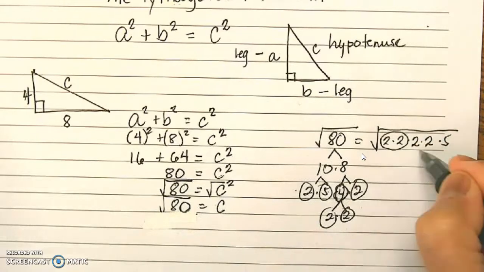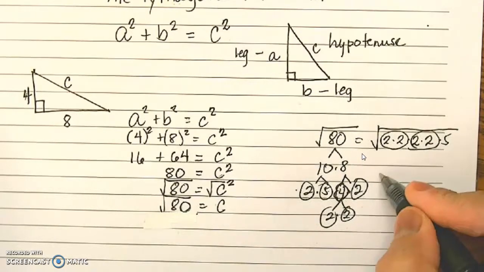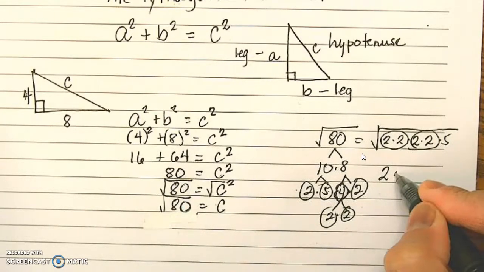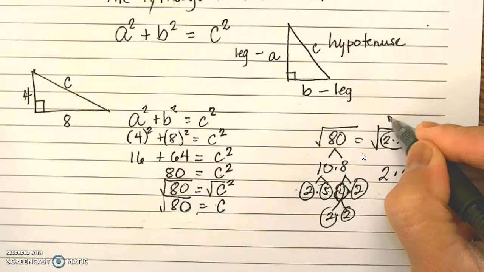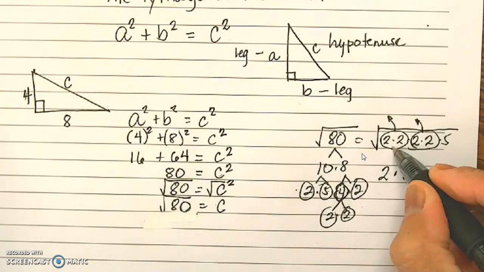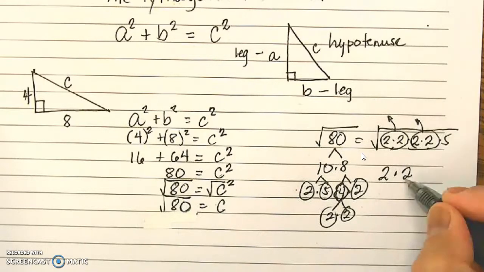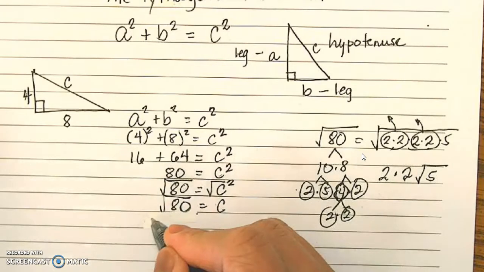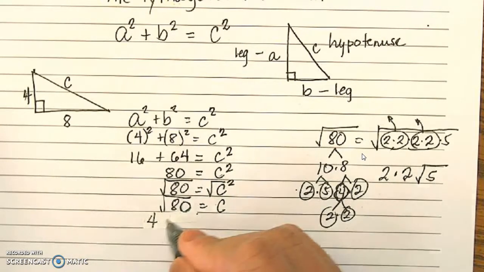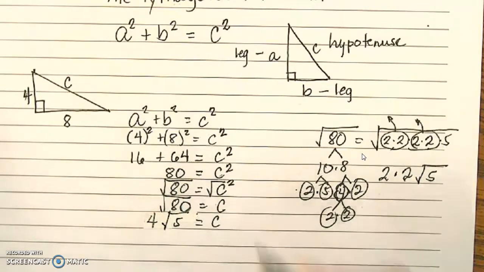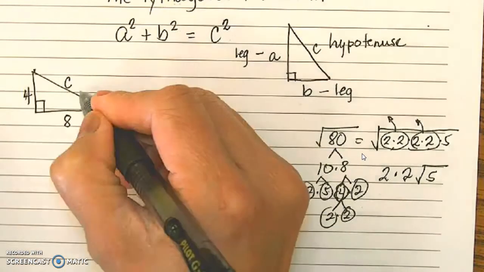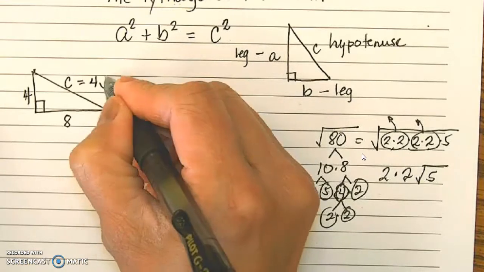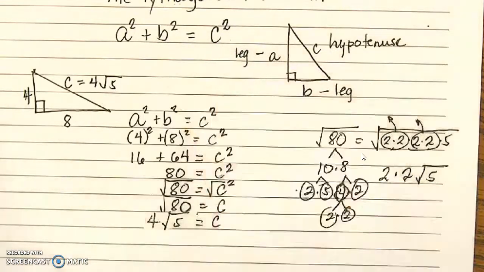These are perfect squares, so they go out. So this becomes 2 times 2. Take them outside. That's a 4. Square root of 4 is 2. And 5 stays inside. So therefore, square root of 80 is 4 square root of 5. And that is the value of c right here: 4 square root of 5.